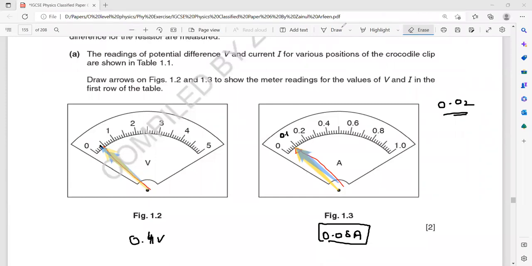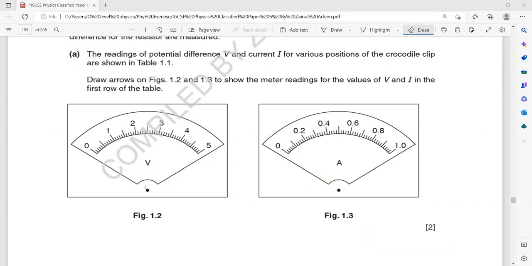So when you draw, look, this is a pointer. The best way is you start with a point, and this was 0.4 we have to show. So we add 0.4. And this was 0.08, so this will be 0.08. These are free marks in which you have to just draw an arrow to show the position of the needle.